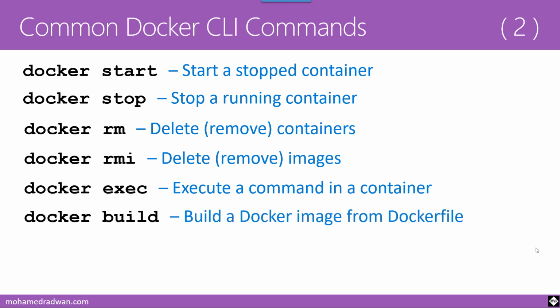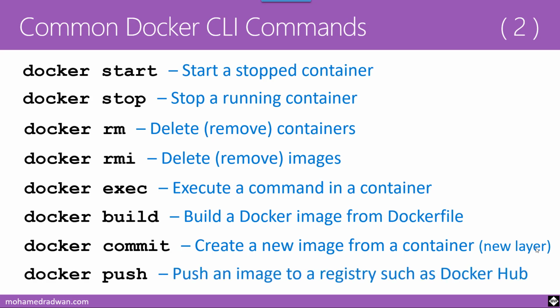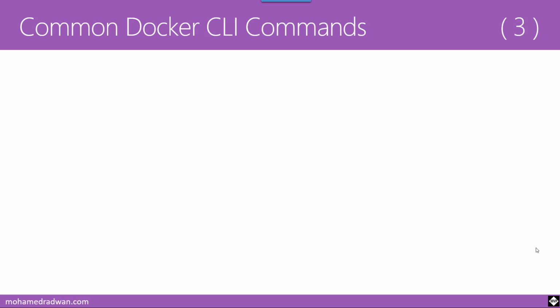Docker build, as you expected, this command will use the Dockerfile as an input to build an image based on that Dockerfile's instructions. Docker commit, this command will be used to commit a new layer as a new image, and this image or layer will reference the previous image. Docker push, this command will push my image to a registry such as Docker Hub or a private registry.